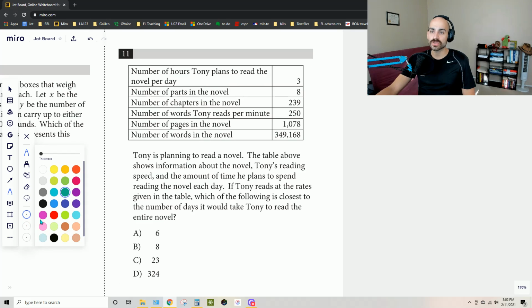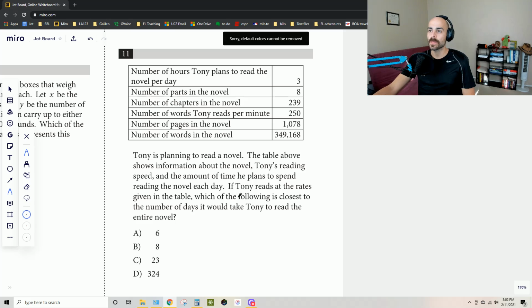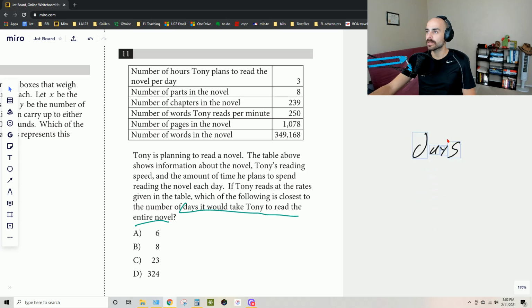So we're going to start off here with trying to identify our given. First off, what we want to know is that they're asking for us to figure out how many days it would take Tony to read the entire novel. So ultimately, the unit that we want is days. We'll keep that in mind, that ultimately we're working towards the unit days.